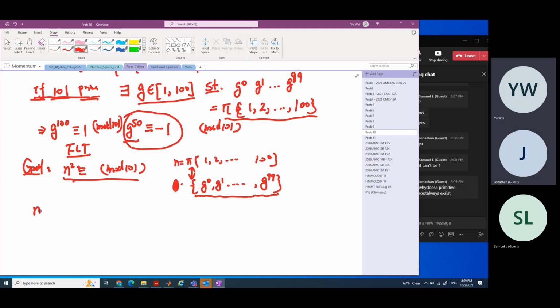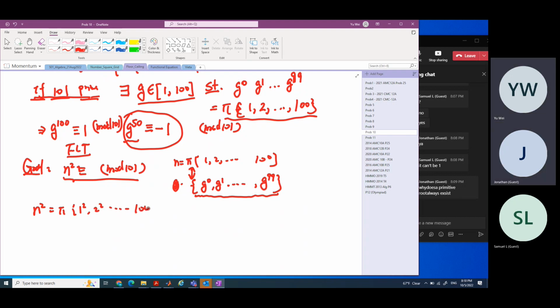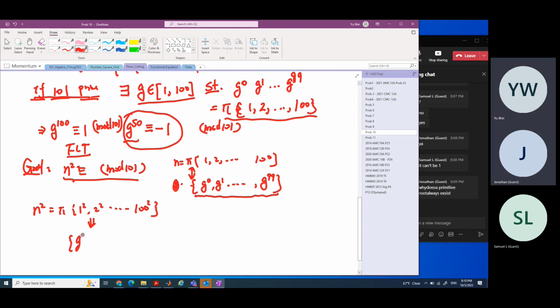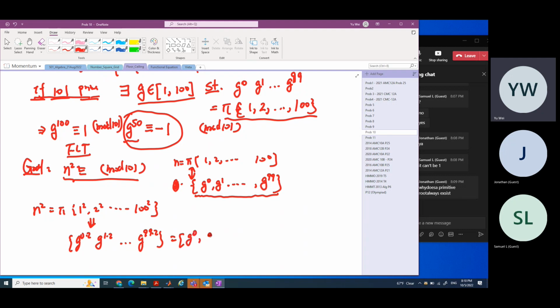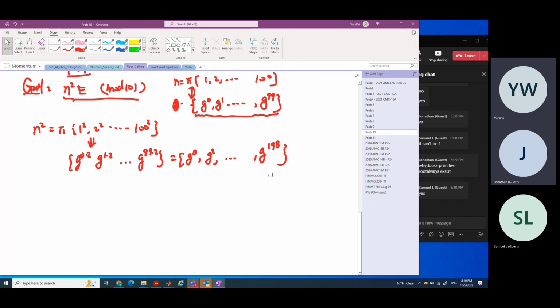So how do we map the n square? Is that 1 square, 2 square, up to 100 square? Somebody tell me, what should I write here? G0, G2, G4, all the way to G98. It's G0 times 2, G1 times 2, all the way to G99 times 2, right? The same as Johnson says, G0, G2, up to G198.